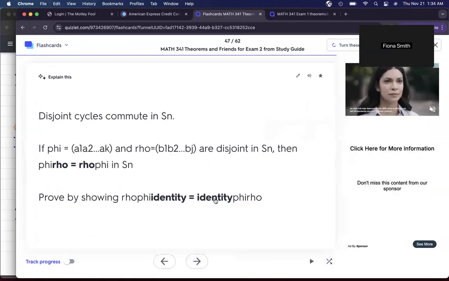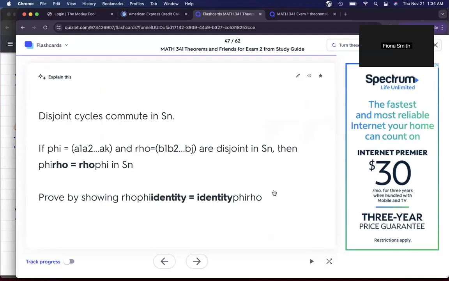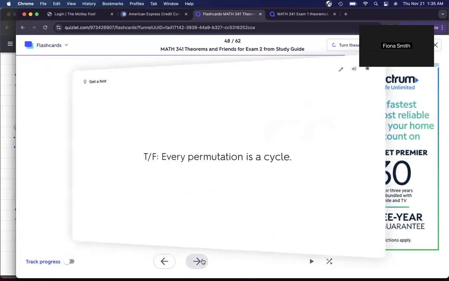Theorem 7.2.3: disjoint cycles commute in Sn. So if we had two cycles, phi, that's (a1 ... ak), and rho, that's (b1 ... bj), if phi and rho are disjoint in Sn, then phi rho equals rho phi in Sn. And you can prove that by starting out by showing that rho phi times I, for identity, equals identity times phi rho, since identity is just going to make all that the same as itself.